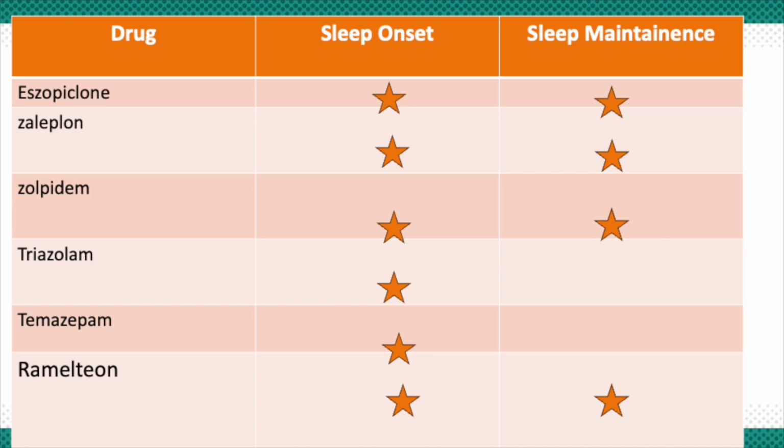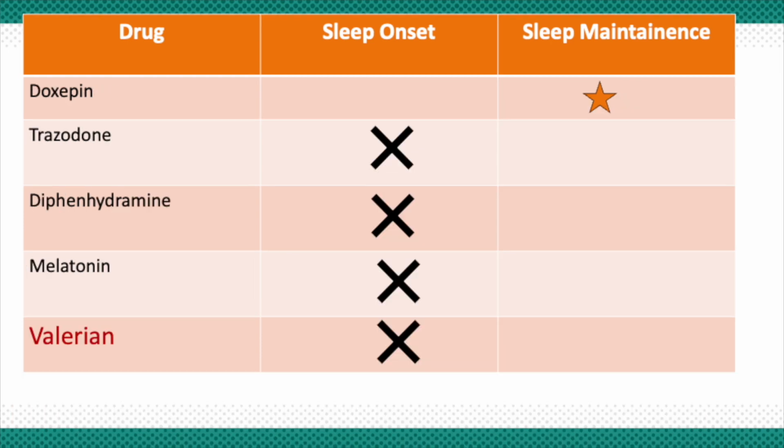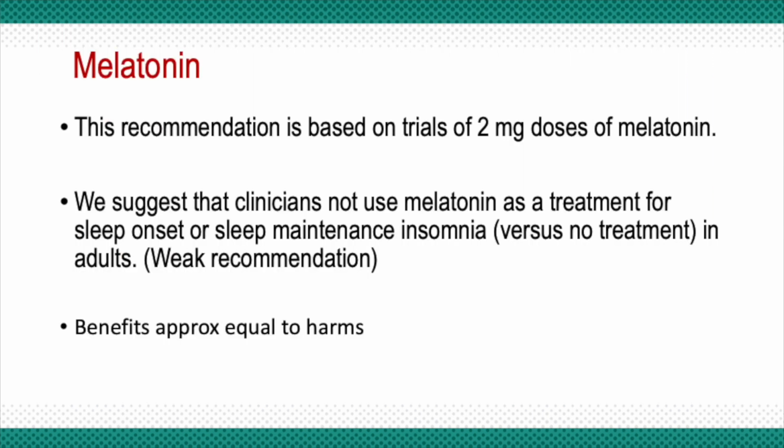And for melatonin, valerian, diphenhydramine, which are used over the counter, the guidelines specifically recommends not to use them. It discourages the use in chronic insomnia. One word about melatonin, trials have been done on 2 milligram doses mostly, so higher doses, again, we do not have much evidence, and it is not to be used for treatment of insomnia. It's a weak recommendation, but the recommendation is against melatonin for insomnia because the benefits are almost equivalent to the harms that you may produce. So this is a nutshell about the insomnia guidelines.